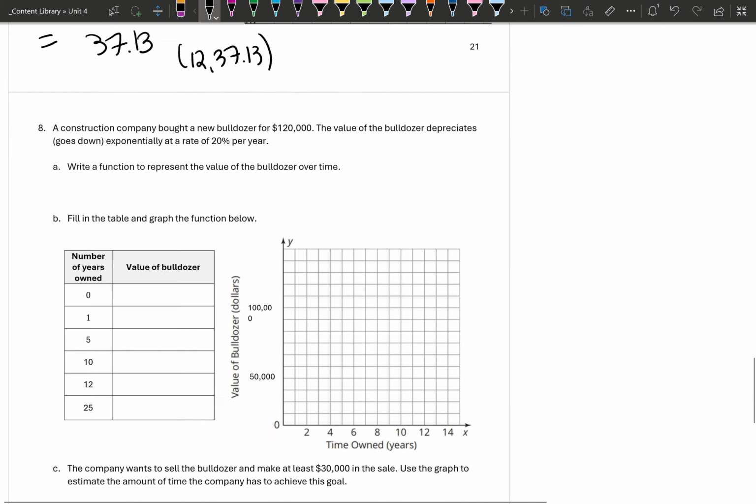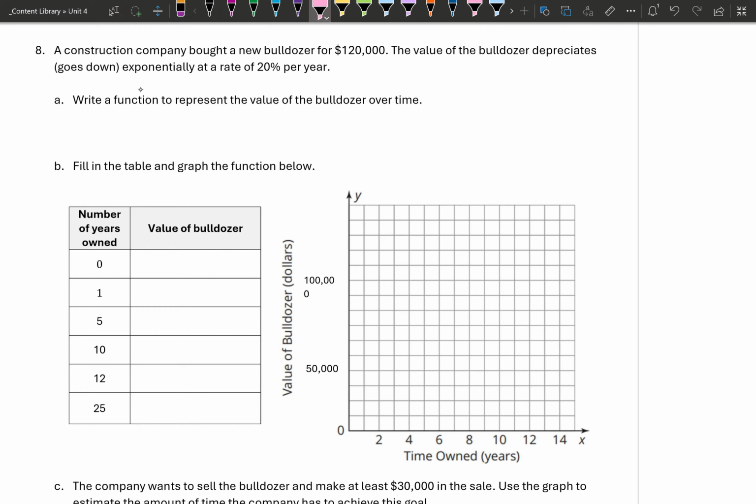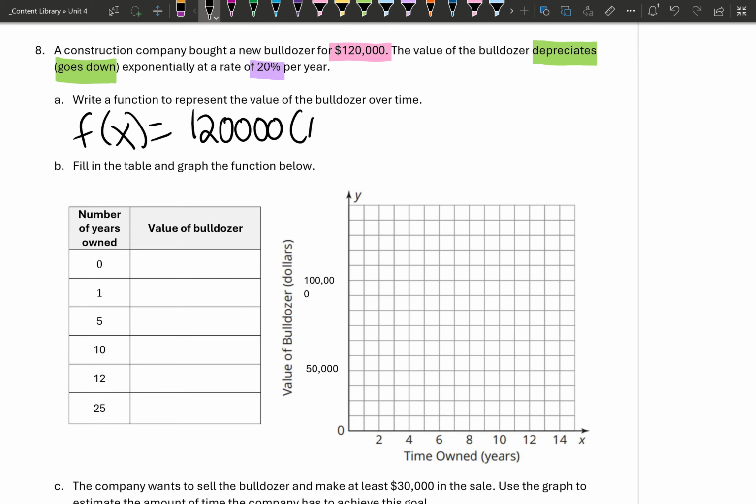All right. Number 8. A construction company bought a new bulldozer for $120,000. Unfortunately, the value of the bulldozer depreciates, goes down, exponentially at a rate of 20% per year. Let's write a function to represent this bulldozer over time. Got f of x equals 120,000 times (1 minus 0.2) to the power of x.